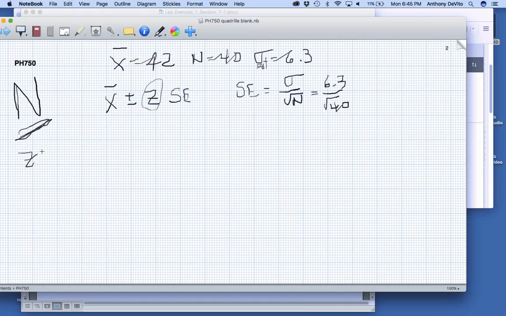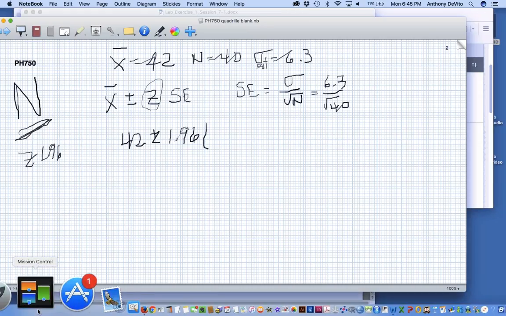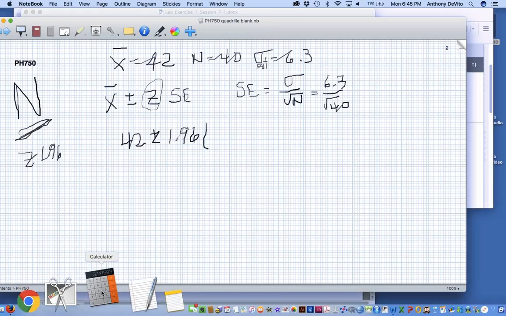Yeah, 1.96, right? Okay, if it's small, then I have to deal with this extra uncertainty, and I can use the t distribution instead. So I'm going to say X bar is 42 plus or minus 1.96 times my standard error, which is 6.3 divided by the square root of 40. So let's calculate that.